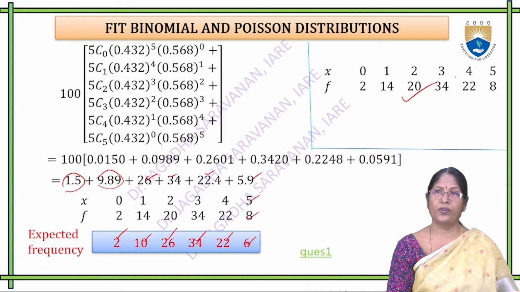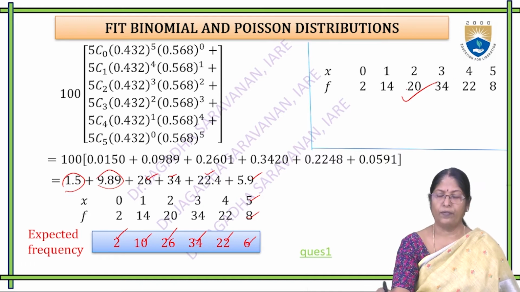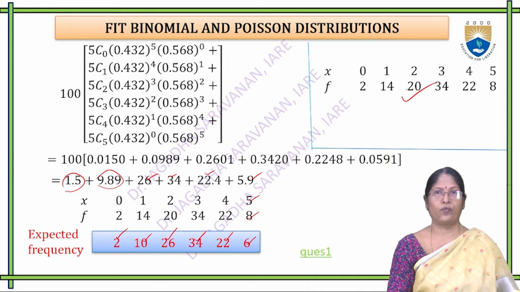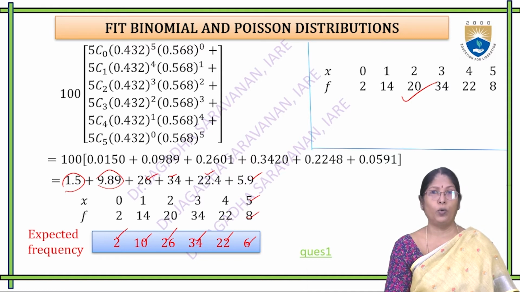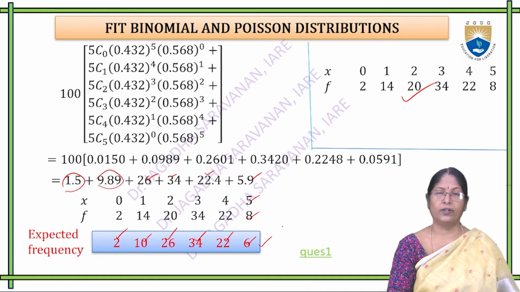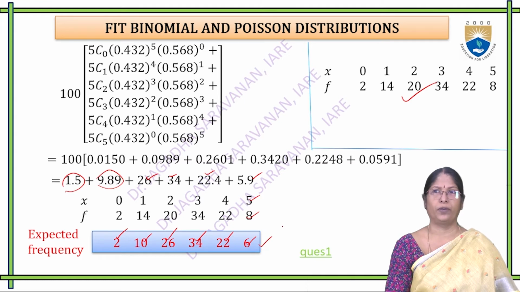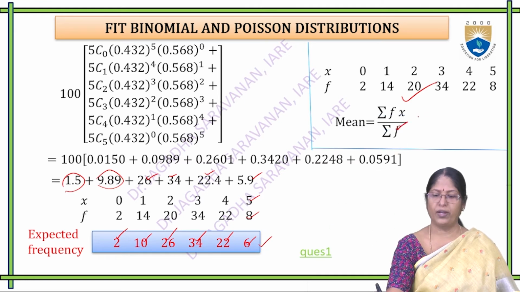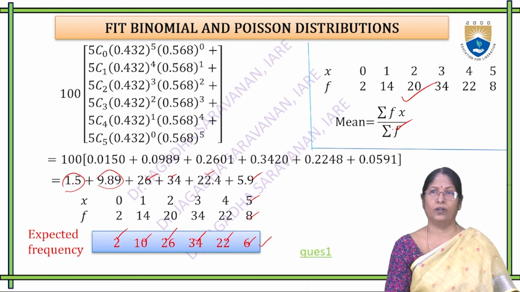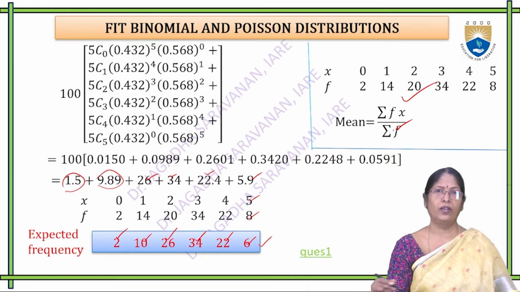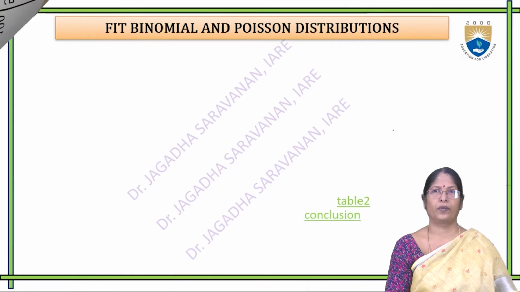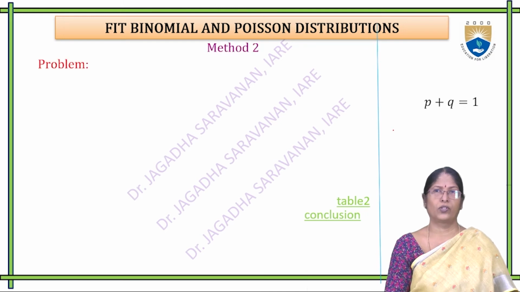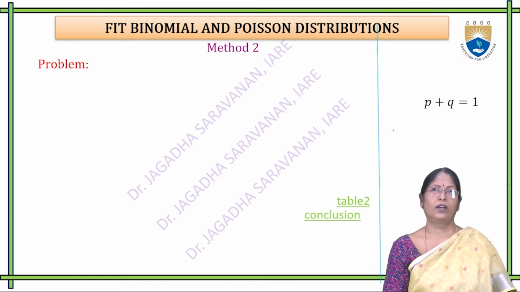So this is the question, x and expected frequency. Using the formula n of (q plus p) the whole power n, we obtained the expected frequency. Initially, with this, we started the problem for the solution. This is the formula we have taken, we obtained this result. So the first problem we completed.